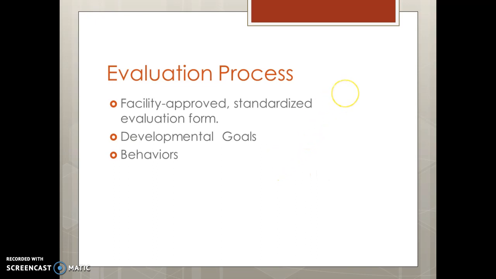There's the development of goals. They should involve individual goals for the past year and whether they were met. Goals should be measurable, attainable, and realistic. At the end of the process, new goals should be set. Behaviors are evaluated on how the staff interacts with other co-workers and patients.